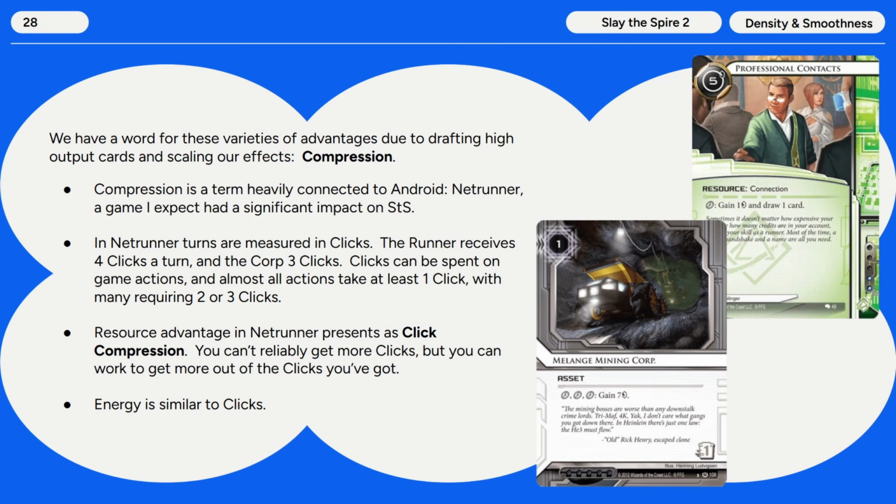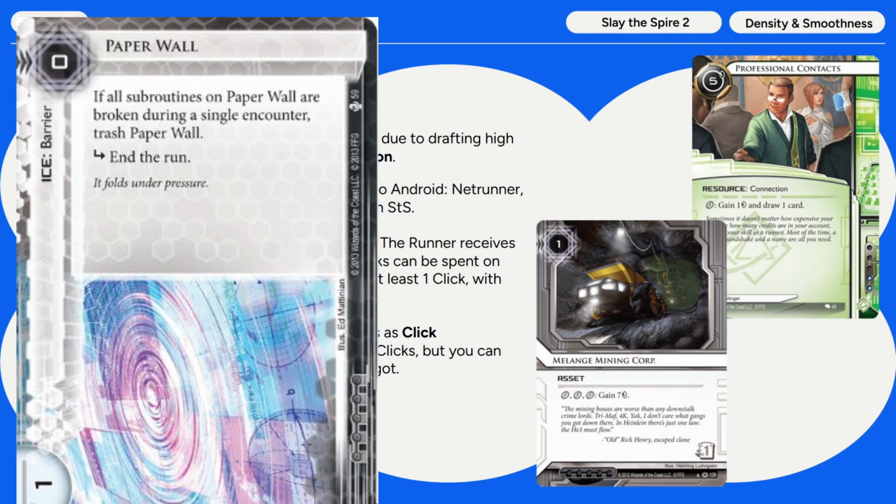Another example is Melange Mining Corp. Melange Mining Corp is an asset. It's a corporation card, so it's played by the corp player. What they have to do is put the Melange Mining Corp into a server. They have to play it down in play, and the runner can interact with it. And so the corporation might need to prevent this card from being interacted with like a piece of ice or something, right? Like some block, essentially.